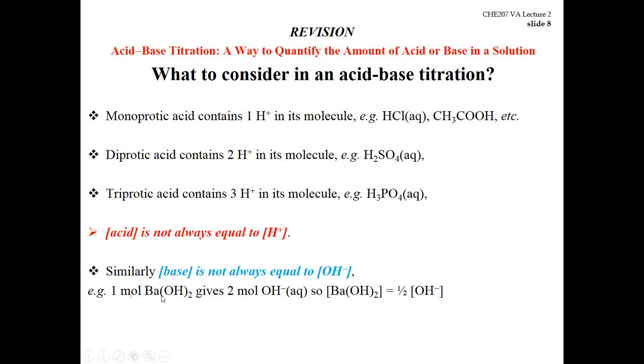Similarly, looking at the formula of barium hydroxide, we can see that every 1 mole of barium hydroxide gives 2 mole of OH-. This means the concentration of barium hydroxide equals half the concentration of OH-. This is a very important concept that you must remember for acid and base titration. The concentration of acid is not always equal to the concentration of H+, and the concentration of base is not always equal to OH-.